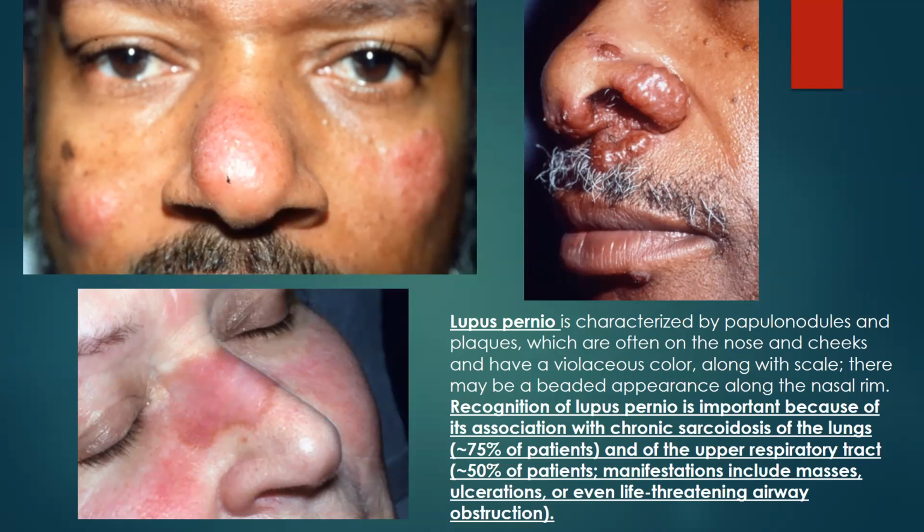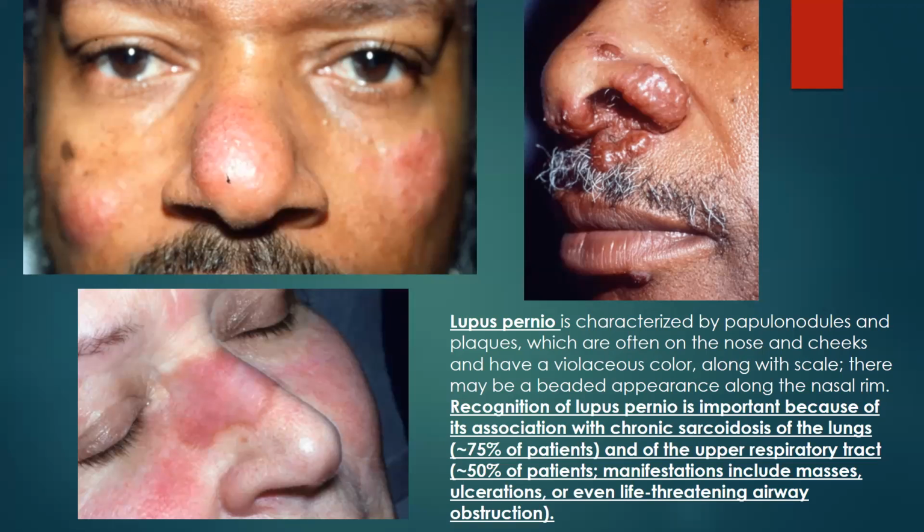Now, the reason I'm spending so much time on this particular presentation of lupus pernio is because this is one of the few cutaneous findings that actually has prognostic value. In particular, these patients tend to have chronic sarcoidosis of the lungs that tends to be difficult to treat. This is going to be seen 75% of the time with lupus pernio. And they also tend to have upper respiratory tract involvement. So it's not just the lungs.